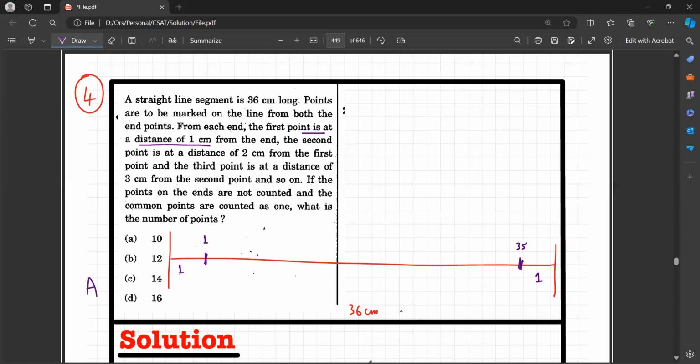Now at a distance of 2. If this is at a distance of 2, this will be at a distance of 2. Now if you add 2, it will go to 3, that is 3 cm from A. If you subtract 2, it will go to 33. Is it clear? Now it will be 3. This will also be 3. If you do 3, then it will reach 6. This will reach 30.